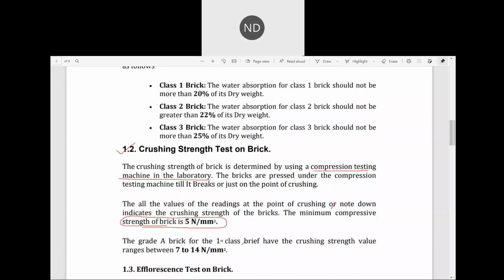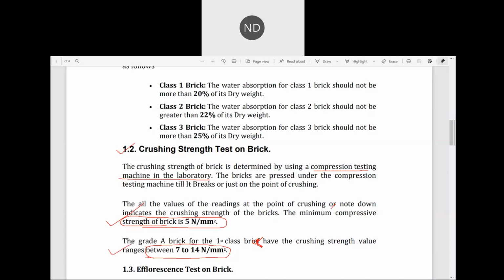The grade A brick, the first class brick, has a crushing strength value ranging between 5.7 to 14 Newton per mm square. This is also one of the important questions you will require in your future also. You need to know this from your exams point of view. That is, the minimum crushing strength of your brick is how much? 5 Newton per mm square.